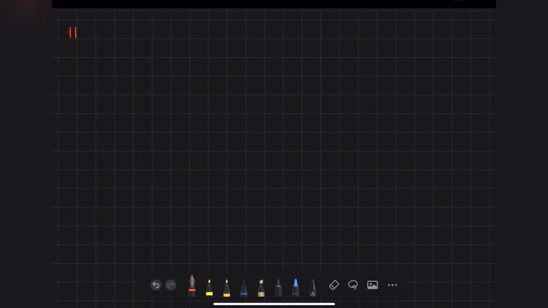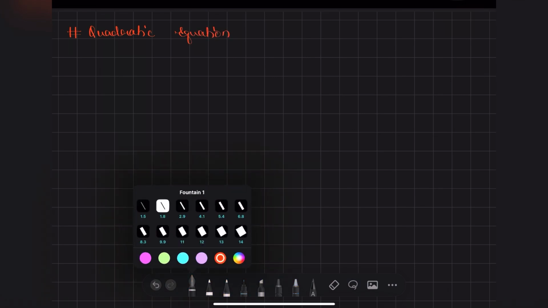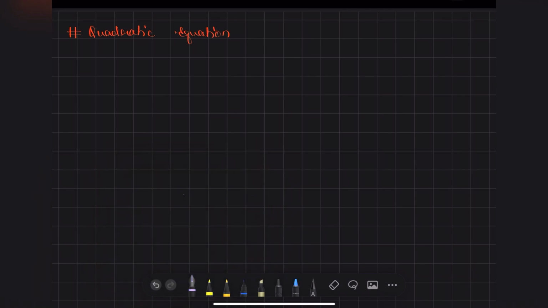So today we will start our chapter named quadratic equation. Okay. So if you talk about the standard form of quadratic equation, you will observe it is ax square plus bx plus c equals to 0.